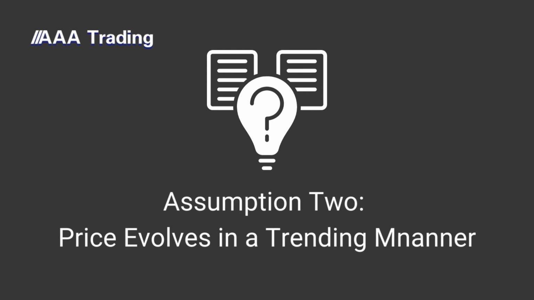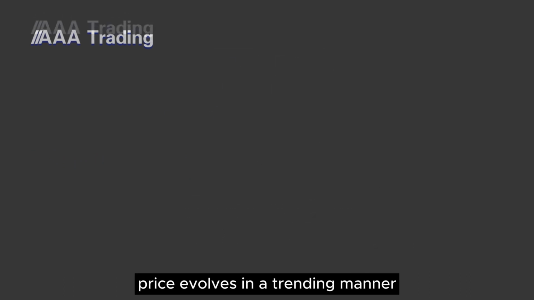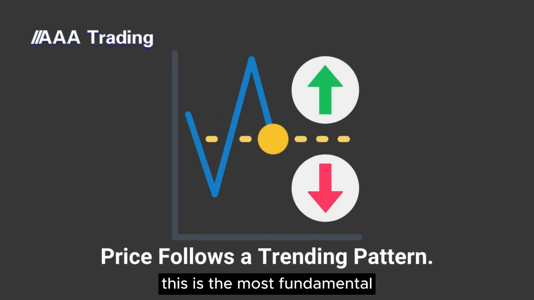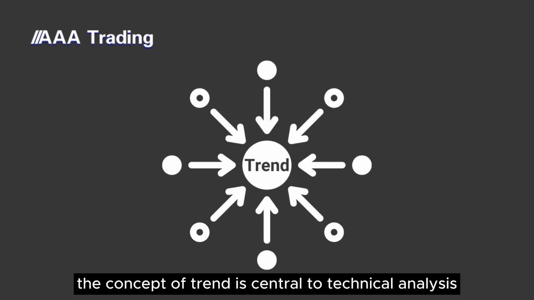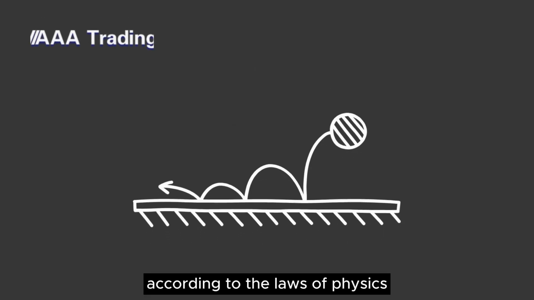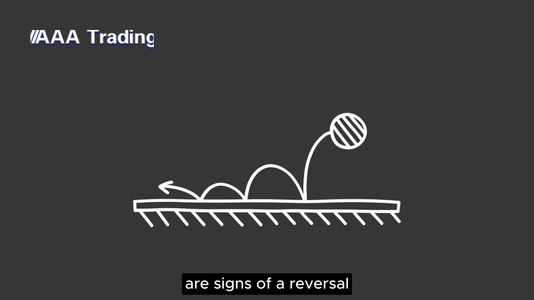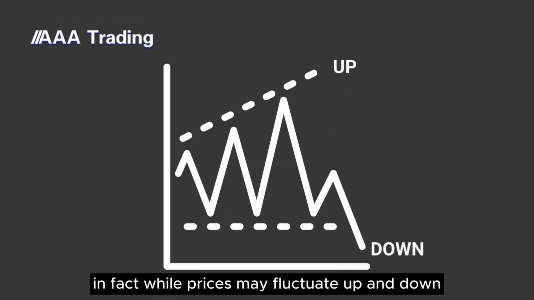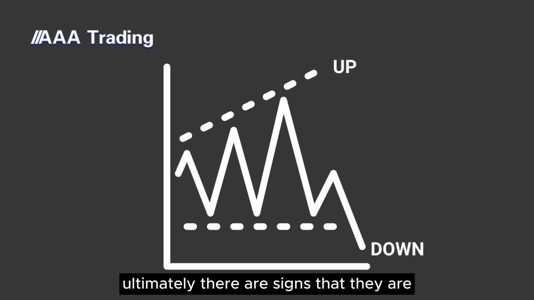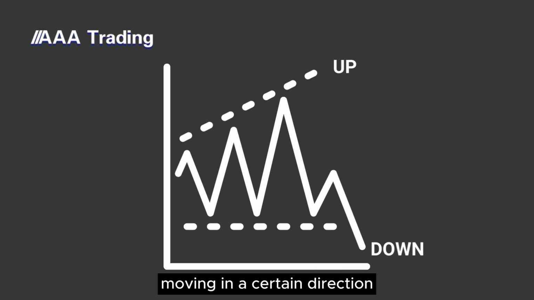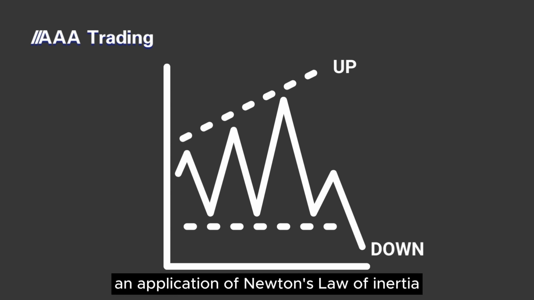Assumption 2. Price evolves in a trending manner. This is the most fundamental and core factor in technical analysis. The concept of trend is central to technical analysis. According to the laws of physics, a trend will continue until there are signs of a reversal. In fact, while prices may fluctuate up and down, ultimately, there are signs that they are moving in a certain direction. This is, of course, an application of Newton's law of inertia.